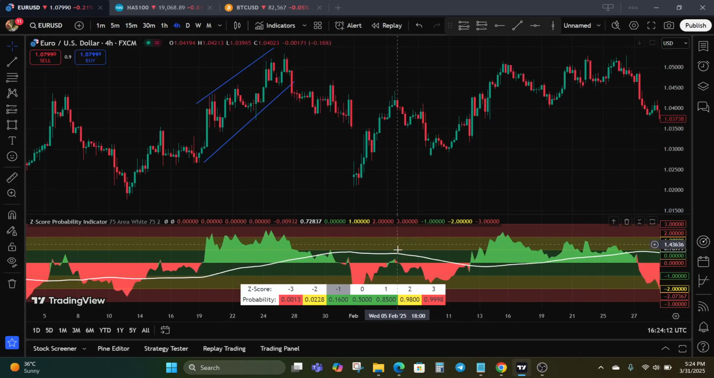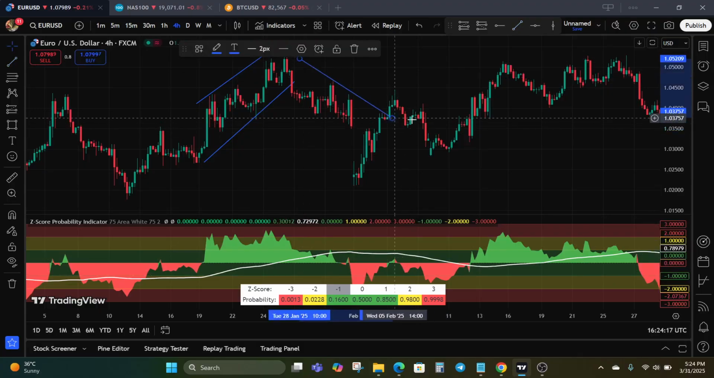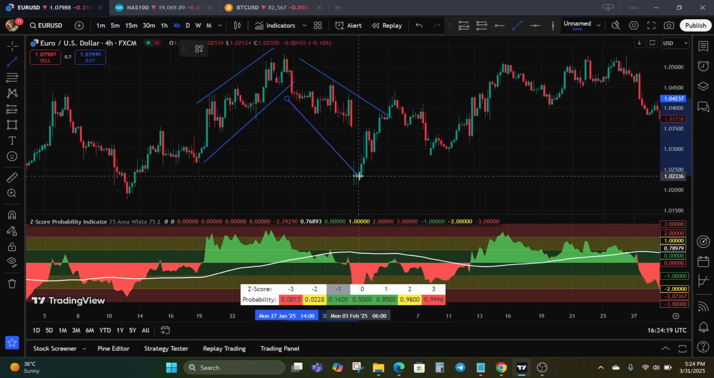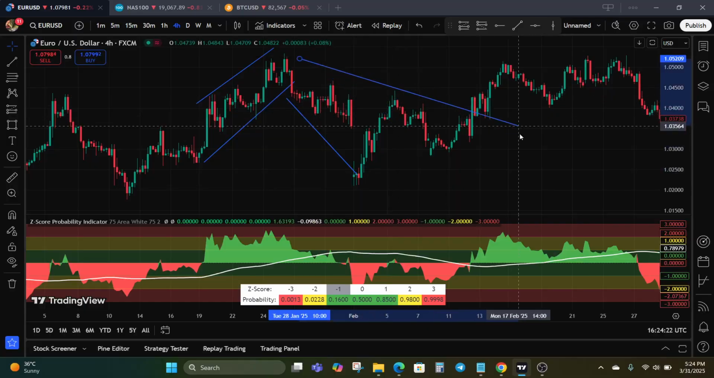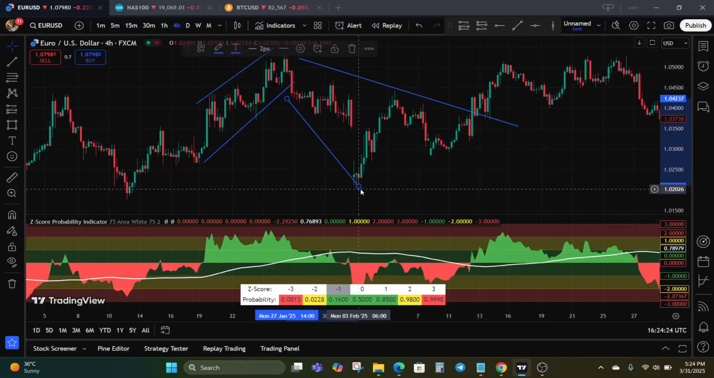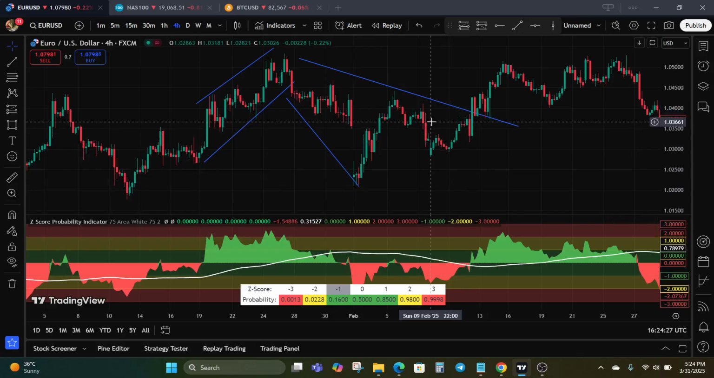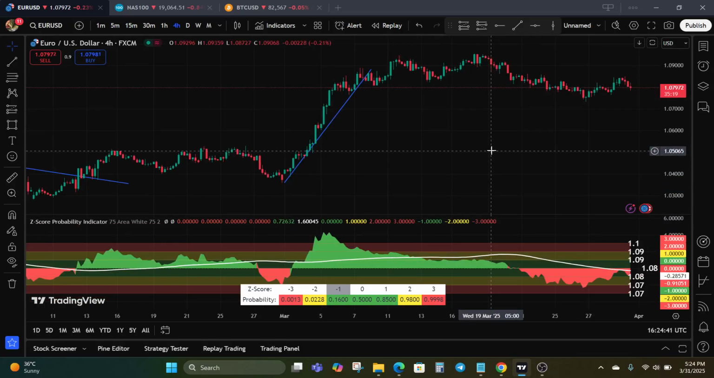On the other hand, if the Z score is negative, it means that the trend is bearish and you should be looking for sell opportunities. So instead of guessing trend strength, the Z score gives us a mathematical way to confirm it. So here's how to apply the Z-score indicator effectively.